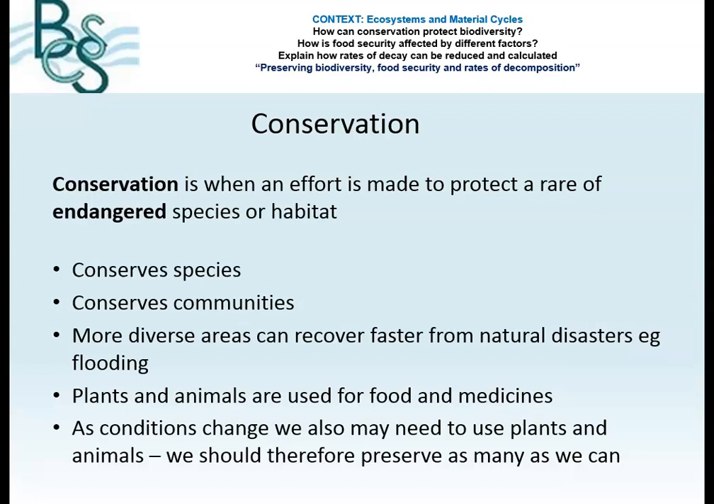Maintaining the environment also helps the environment to cope if there are natural disasters. For instance, if a region that used to have woodland has the woodland removed, and there is flooding in that area, then it's just going to wash that soil away. Whereas if we have trees and tree roots there, they're going to hold the soil together and the area will be much more likely to be able to recover.